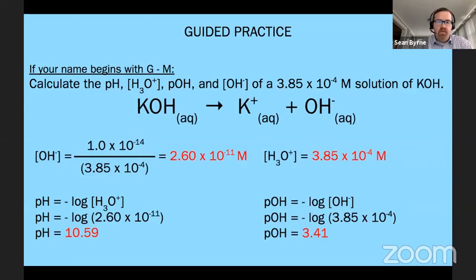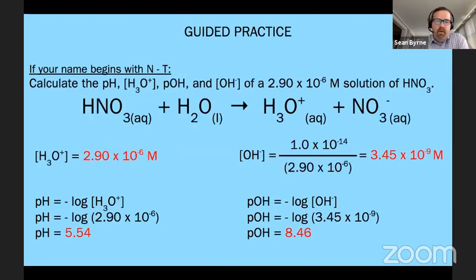If your name begins with G through M and you were doing our second problem, that is, on KOH, here's your solutions. If your name begins with N through T, here are your solutions.